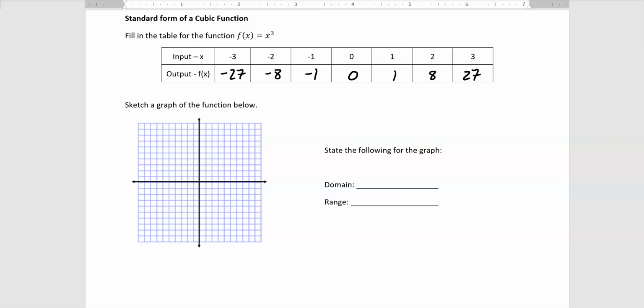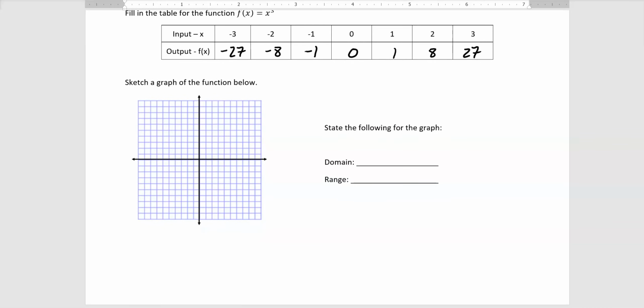So let's go ahead and plot these points. So negative 3, negative 27, I'm not even going to try to fit on this graph, but I can fit negative 2, negative 8. It would be right here.